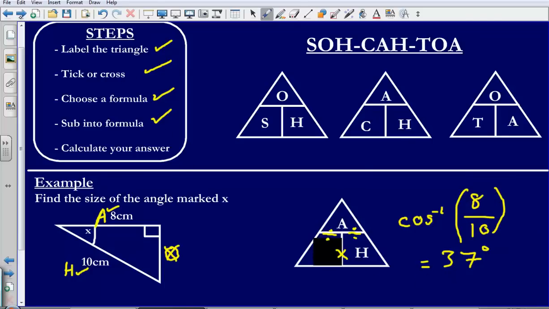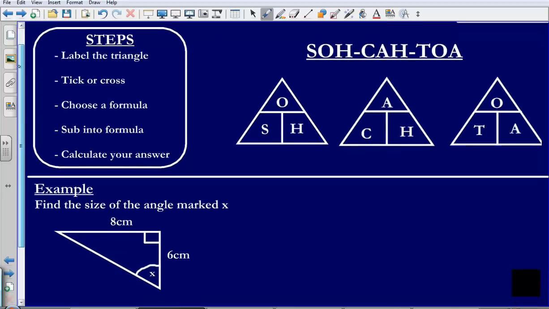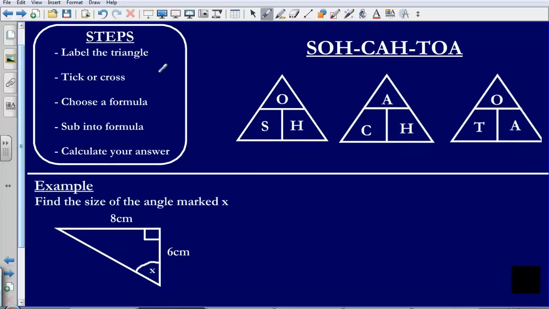Okay, let's take a look at a second example. So again, we're just going to follow these steps. So first off, label the triangle. This side here is my hypotenuse, it's opposite where the right angle is, it's the longest side of my triangle. Then 8, that is my opposite, because it's opposite where my angle is. And then 6, that is going to be my adjacent.